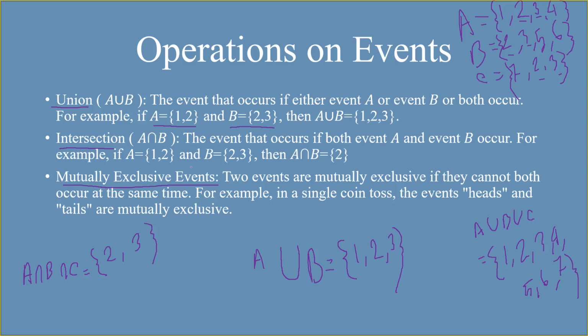And finally, mutually exclusive events. Two events are mutually exclusive if they cannot both occur at the same time. For example, in a single coin toss, the events heads and tails are mutually exclusive. As I said earlier, you can't get both of them. You can get heads or you can get tails in a single event. Now let's move to our next slide.